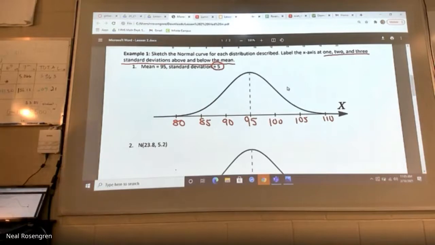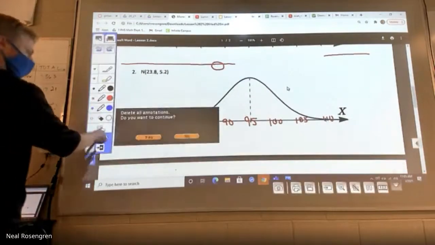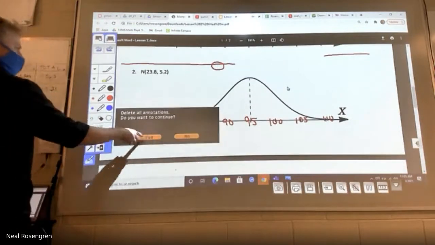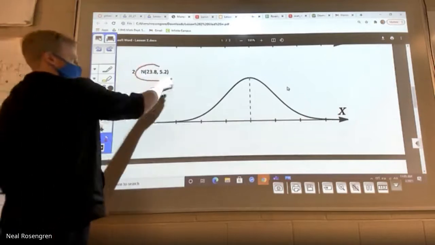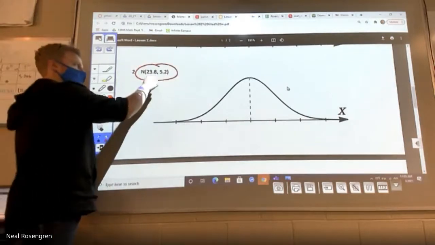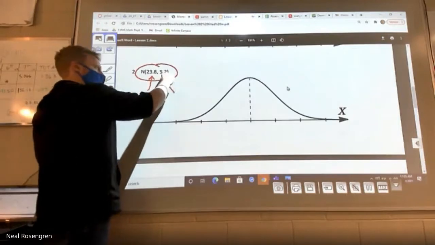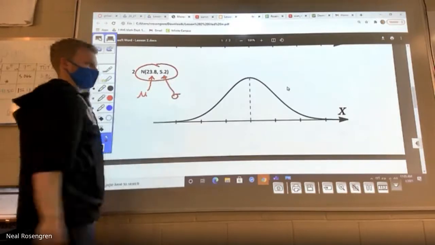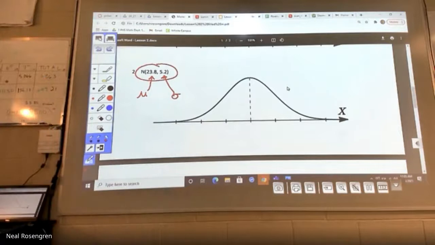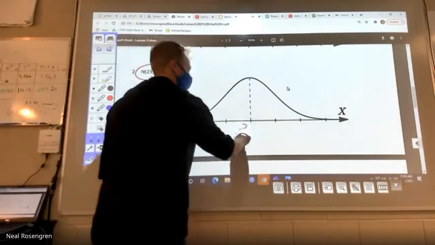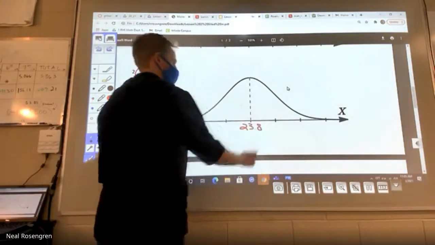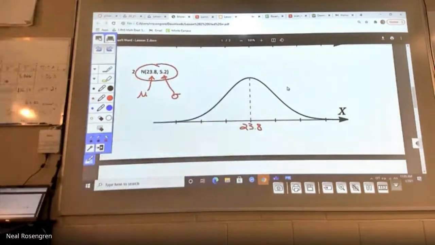All right, so the mean is always in the middle. And if they write it like this, there's your average, there's the mean, there's mu, there's your standard deviation. There's sigma. So the middle is always that first number, 23.8. And then just every tick mark above it, just keep adding whatever sigma is, whatever your standard deviation is.